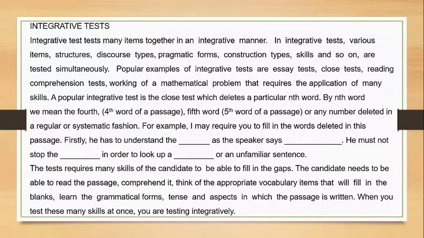A popular integrative test is the cloze test, which deletes a particular word. By this we mean every fourth or fifth word of the passage, or any number deleted in a regular or systematic fashion. For example, look at the following passage. Firstly, he has understood the dash is the speaker says dash. He must not stop the dash in order to look up a dash or an unfamiliar sentence.